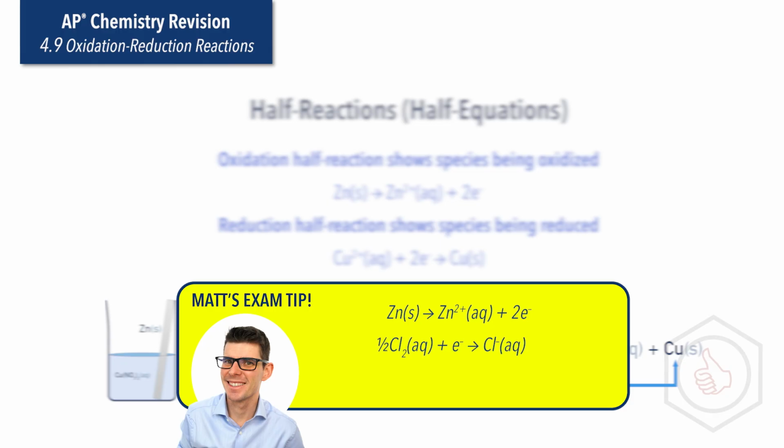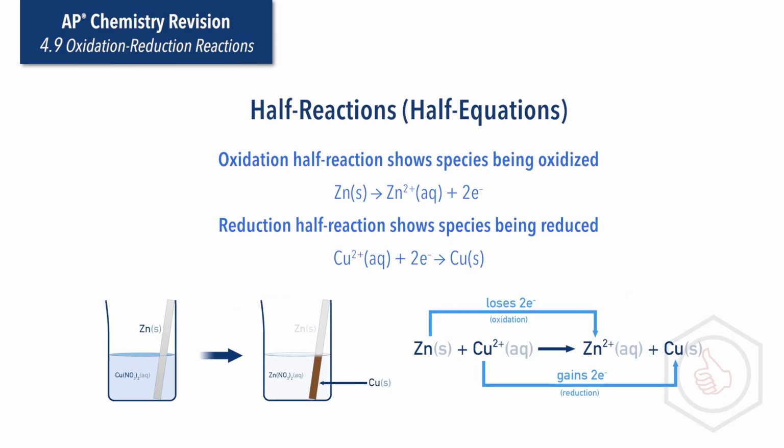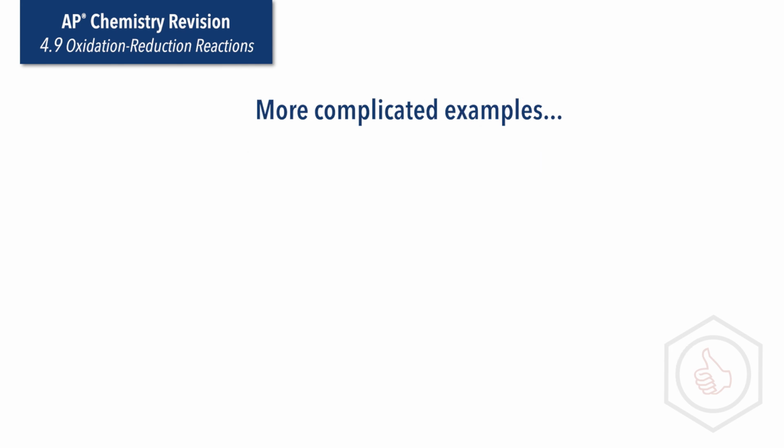Now, to combine these two half equations together, we'd have to multiply the chlorine reduction by 2, so the same number of electrons being lost by the zinc are being gained by chlorine. So this would now be Cl2 plus 2e- goes to form 2Cl-. We can now combine the two half reactions together to give us Zn plus Cl2 goes to form Zn2+ plus 2Cl-. For more complex redox reactions, especially in aqueous solution, additional steps may be needed to help balance oxygen and hydrogen in reactants and products.